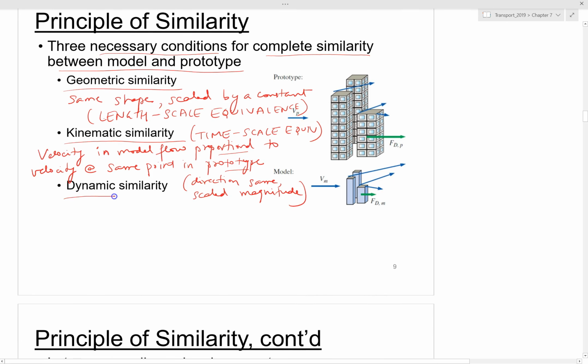The third type is the dynamic similarity. Here, the systems are driven by the same forces. So the model and the prototype are basically driven by the same forces, only the difference is the scaling factor.